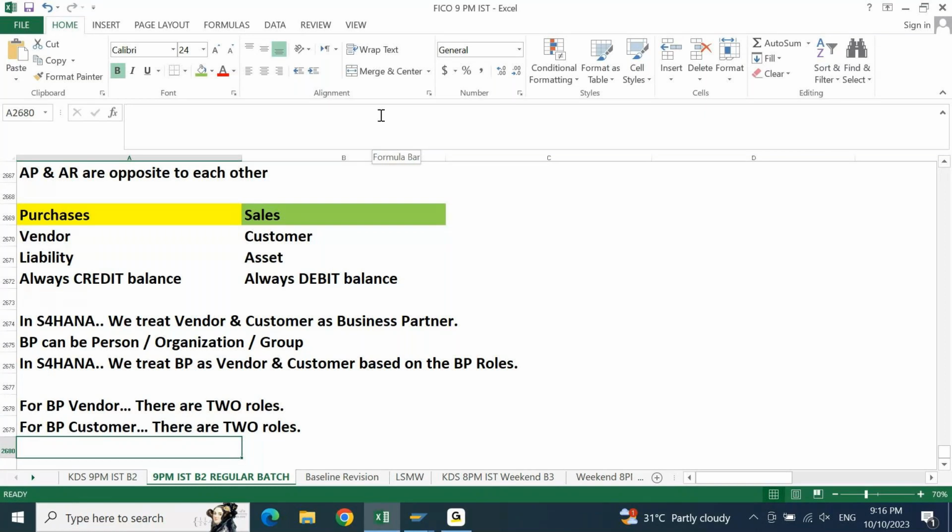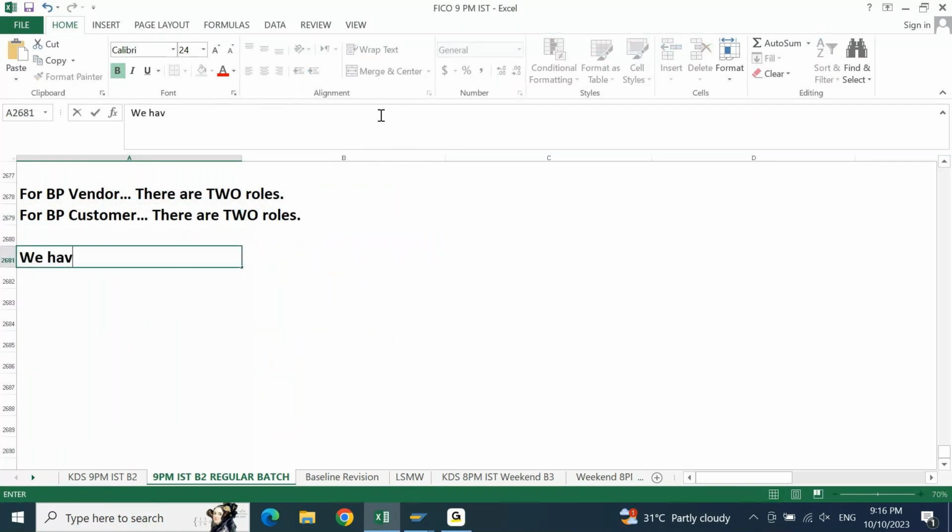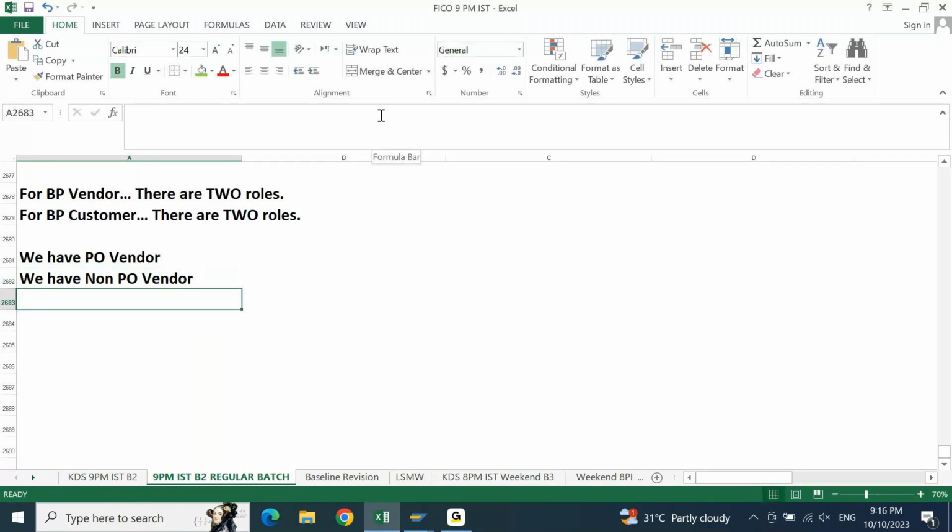Again here is a confusion. Why is vendor of two types? Why is customer of two types? Again we need to understand. Why are there two types of vendors? We have PO vendor, which means purchase order based vendor, and we have non-PO vendor.